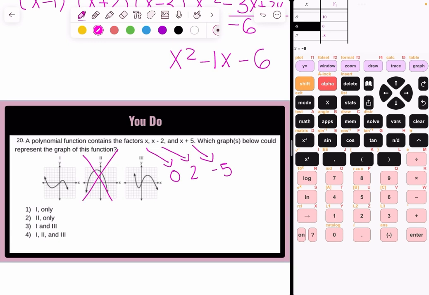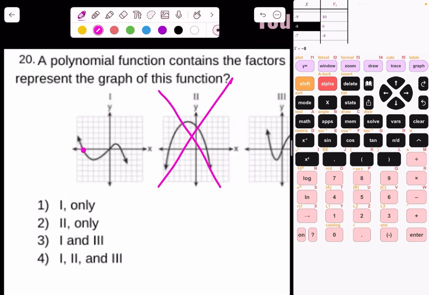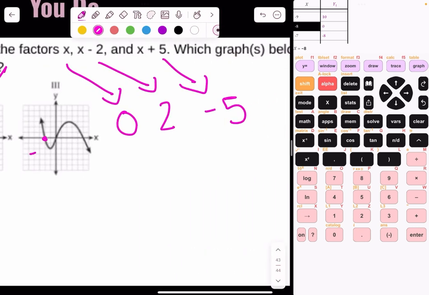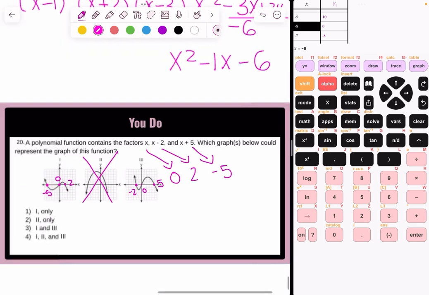All right, and let's see which one has factors at 0, 2, and negative 5. This is negative 5, this is 0, and this is 2. Let me see the other one. Oh, this is negative 2, 0, and positive 5, which is not what we're looking for. So our answer is choice 1.